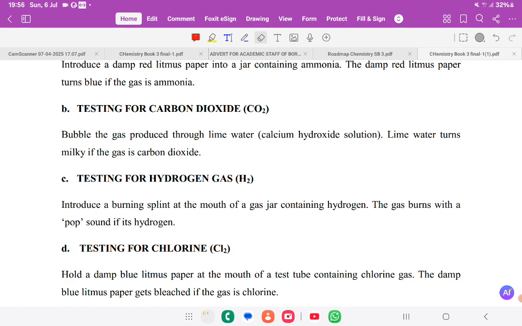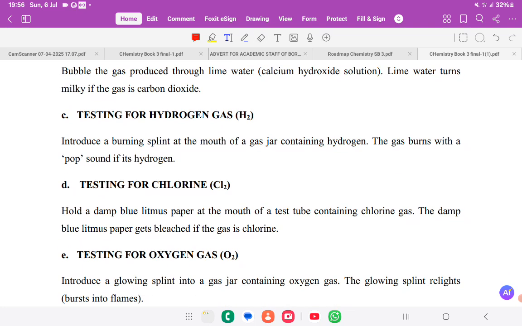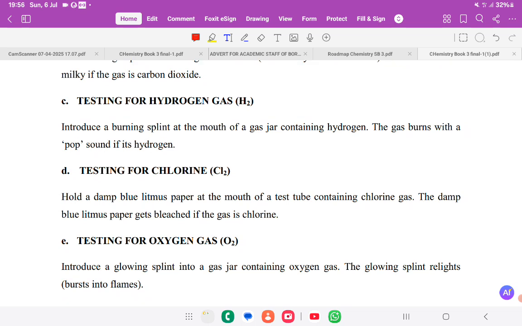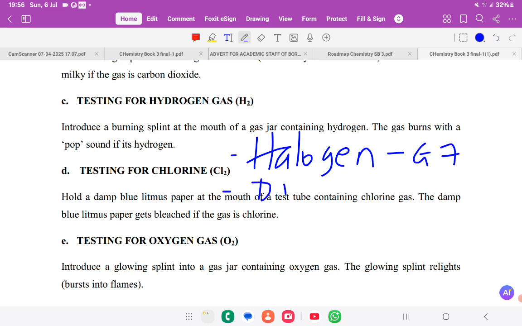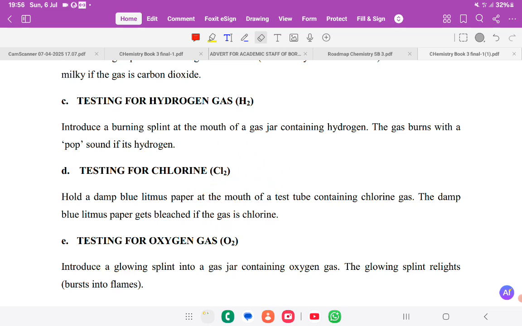All right, the next gas, which is also supposed to be tested for, is chlorine gas. Remember, chlorine is a halogen, meaning it belongs to group number 7. And it is also a diatomic gas, meaning it exists as Cl2, right? So this too has properties that can be tested in the lab. You can test for chlorine in the lab, right?